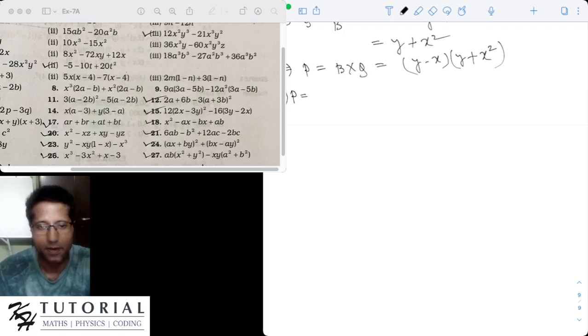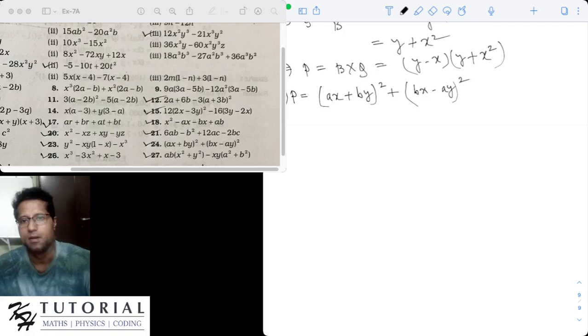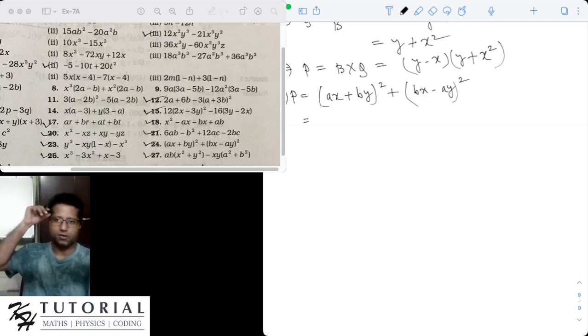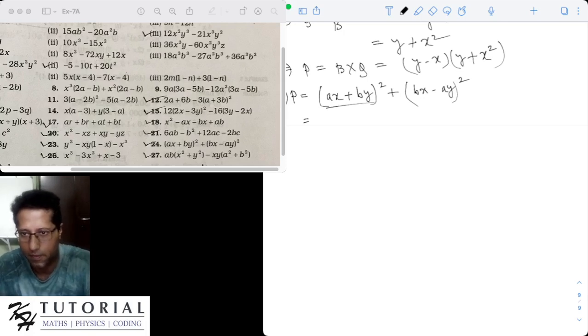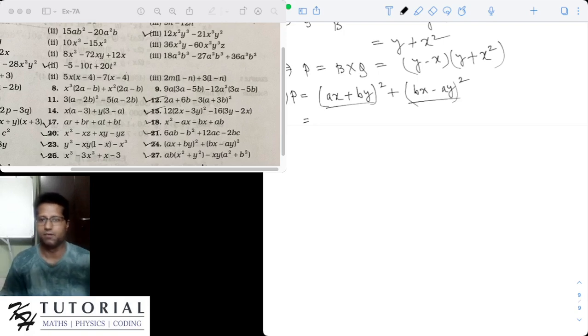Polynomial p is given as ax plus by whole square plus bx minus ay whole square. Now clearly there is no common factor between these two, that is ax plus by whole square and bx minus ay whole square. There is no common factor, so definitely we have to expand the squares and simplify the polynomial.